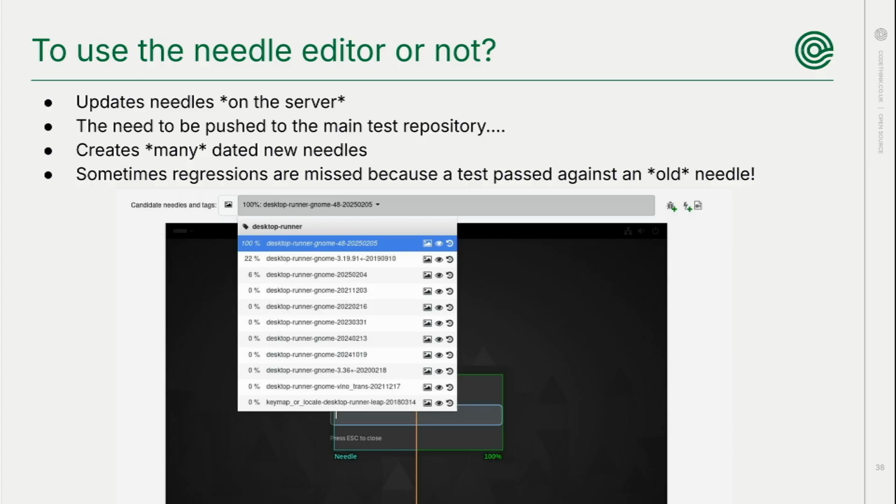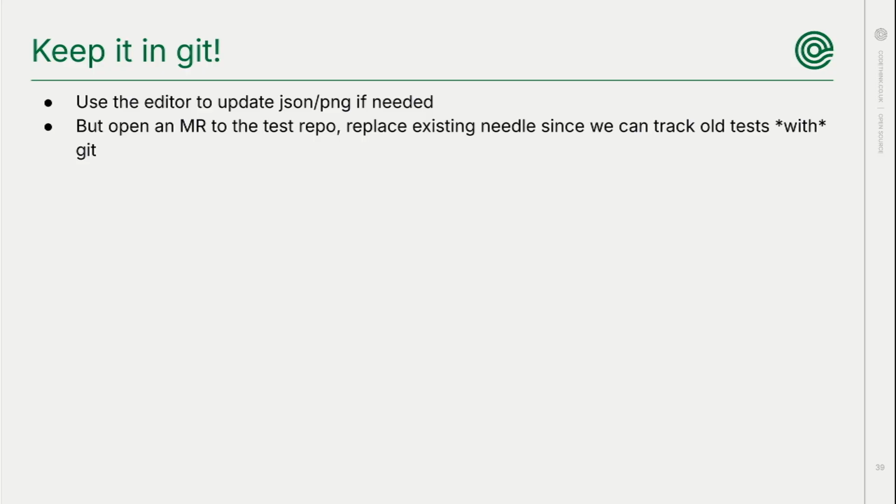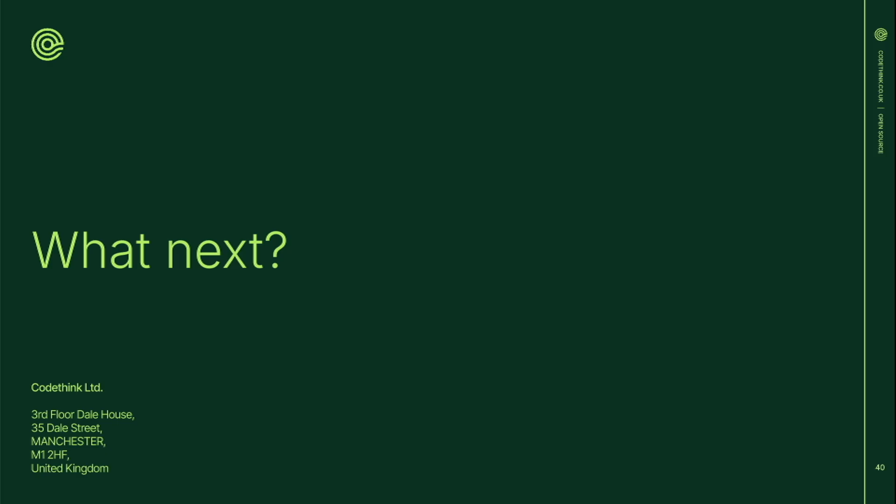So I just think this workflow for the needle editor is a terrible idea because you are in Git, so you can just update the PNG file and just have one JSON file, one PNG file. Because we can synchronize the tests with the Git SHA, that should always be there. So just do it in Git.